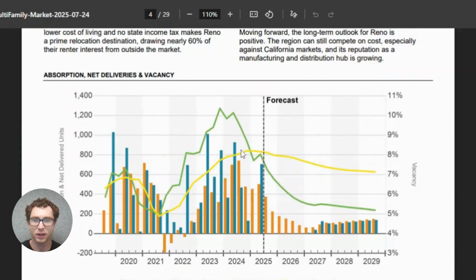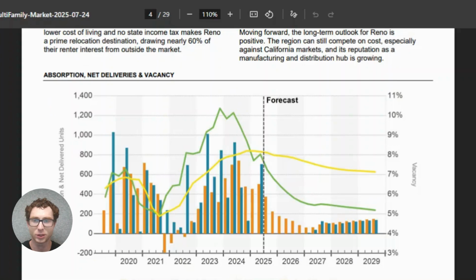Okay, guys, let's go ahead and jump into this report. Right here, we have a CoStar report pulled up. If you don't have access to CoStar, there's probably a broker in the local market that you're looking to invest in that has access to CoStar, and they're usually really happy to send you reports if they think that you're a potential client. So this is a chart for Reno, Nevada.